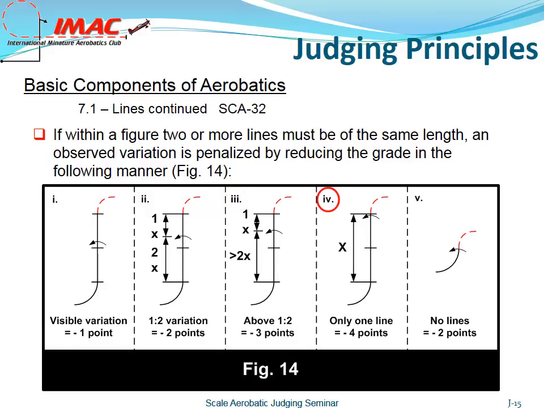Only one line is a 4-point deduction. No line before or after is a 4-point deduction. Having no lines in the figure is a 2-point deduction.